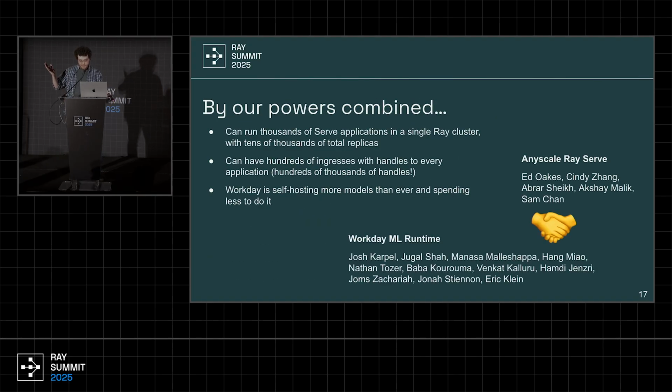So by our powers combined, you can now run thousands of serve applications in a single Ray cluster, tens of thousands of total replicas. You can have hundreds of ingresses with handles to every single one of those applications. So it's hundreds of thousands of deployment handles in your cluster, orders of magnitude higher than when we started on both counts. And the result of that is that Workday is self-hosting more models than ever before, and we're doing it on the cheap.